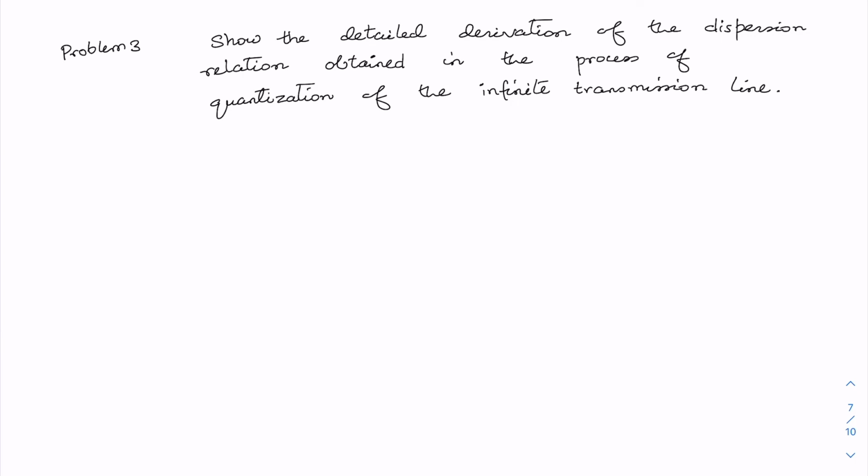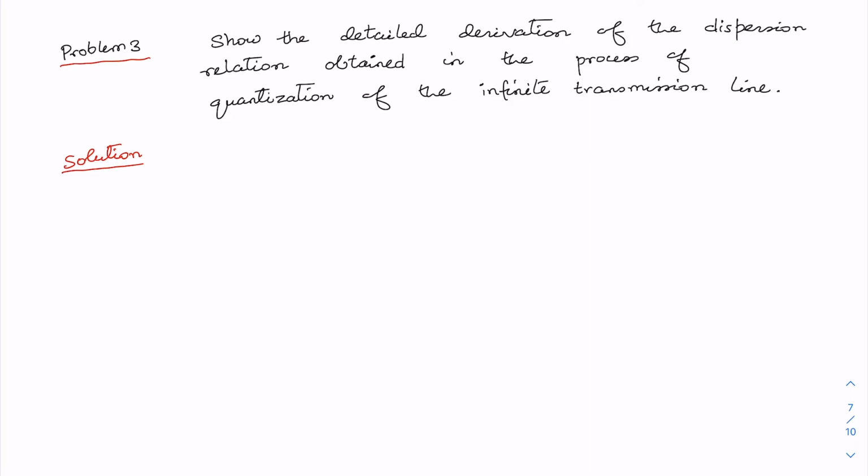You are asked to show the detailed derivation of the dispersion relation obtained in the process of quantization of the infinite transmission line. If you remember, we have actually done the quantization problem in lecture number 14, where I have shown you the process of how to quantize it. Here I will fill up the gaps, because there I just gave you the steps, but here I will show you all the steps.